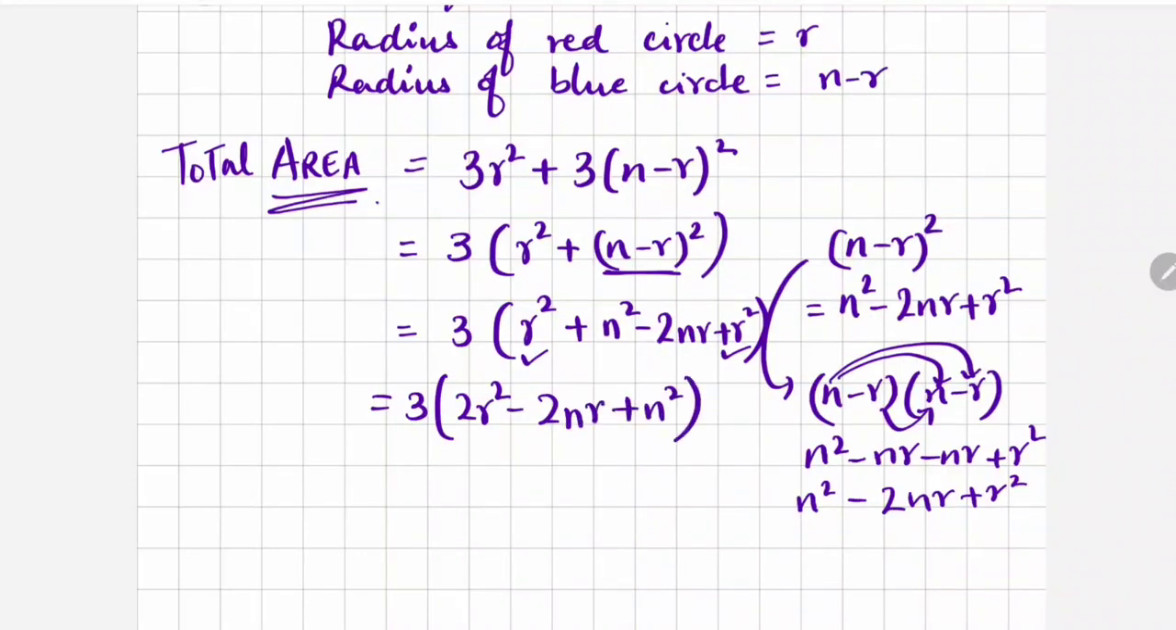And that should be the answer. If you want, you can expand it further, but I would say, yeah, that is the answer we might be expecting, or 6r square minus 6nr plus 3n square. Both of these answers are fine.